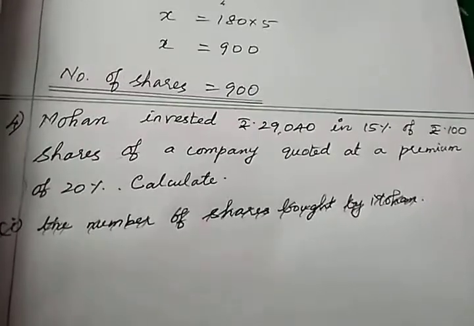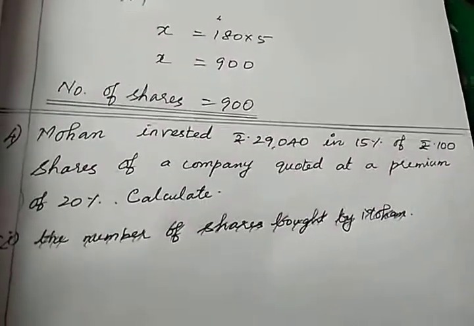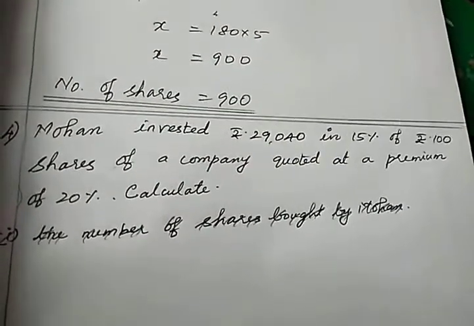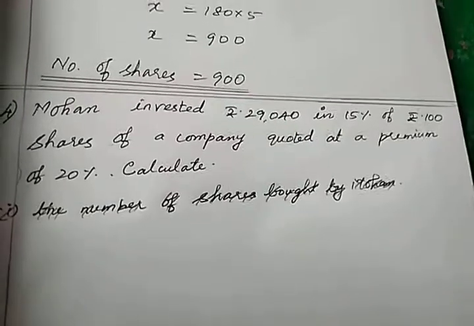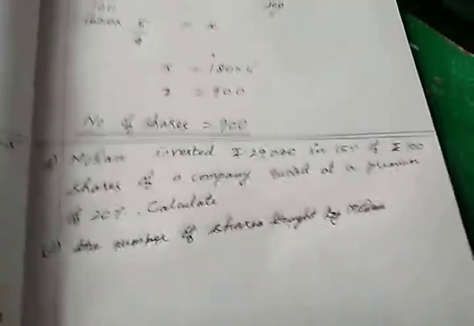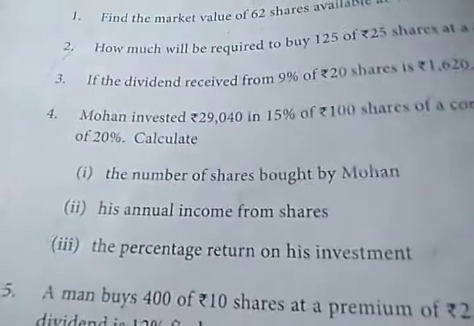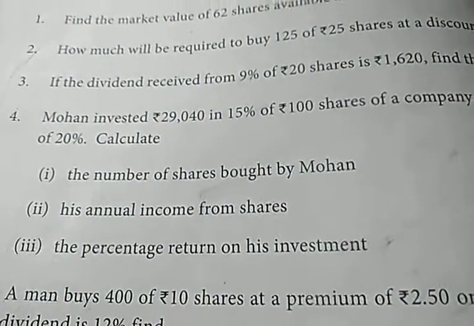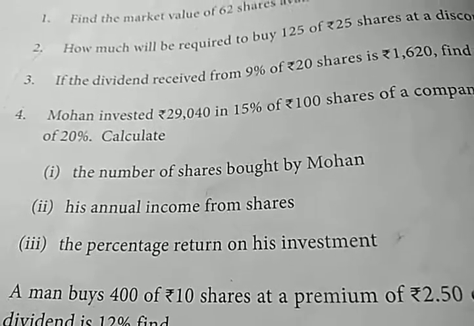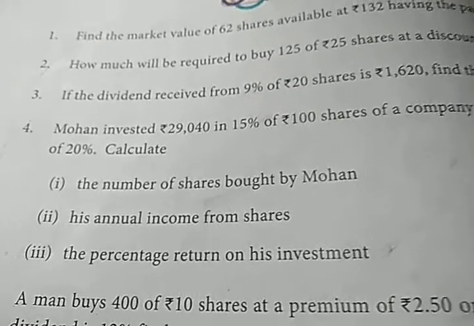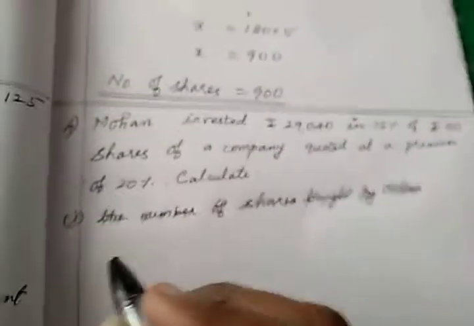This is exercise number 7.2, sum number 4. Mohan invested rupees 29,040 in 15% of 100 rupees share of a company quoted at a premium of 20%. We have to calculate three subdivisions: the number of shares bought by Mohan, his annual income from shares, and the percentage return on his investment. We will solve one by one. First let me write what is given in the question.